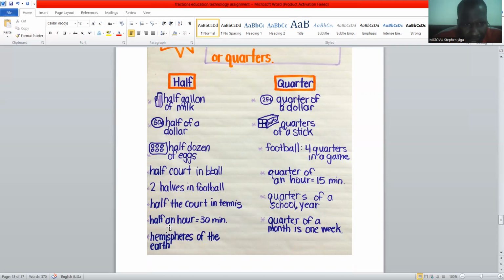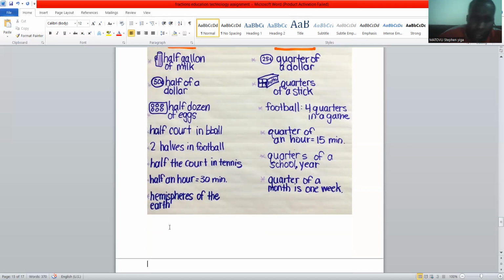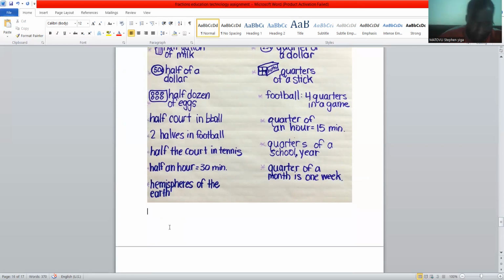You have ever used it. So 2 halves in football, half the court in tennis, half an hour. Those are 30 minutes. Hemisphere of the earth, half a hemisphere. All of them are applications of fractions.